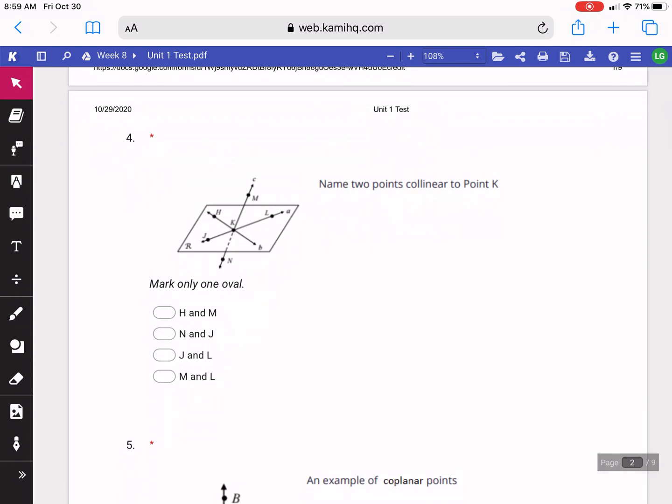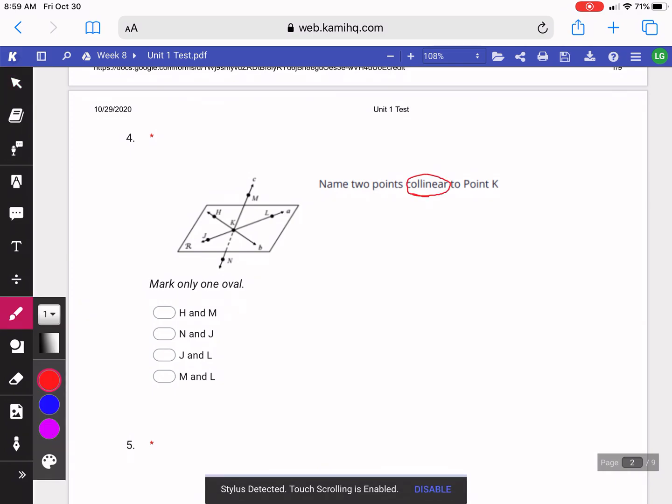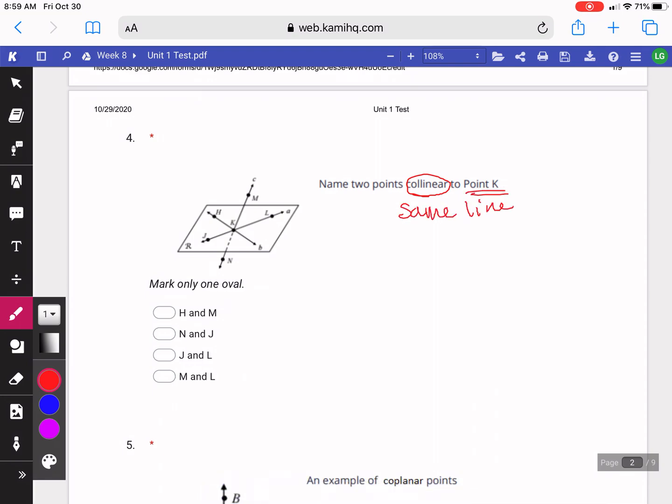So on this first problem, it says name 2 points that are collinear to point K. So the keywords there are collinear, which means on the same line. And they want to know 2 points collinear to K. So K is here. We need 2 points that are on the same line as K. K is actually part of 3 lines.